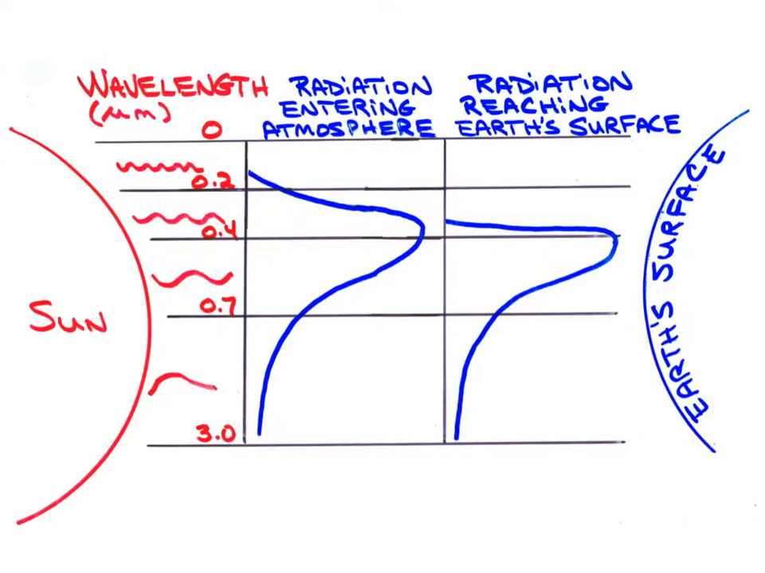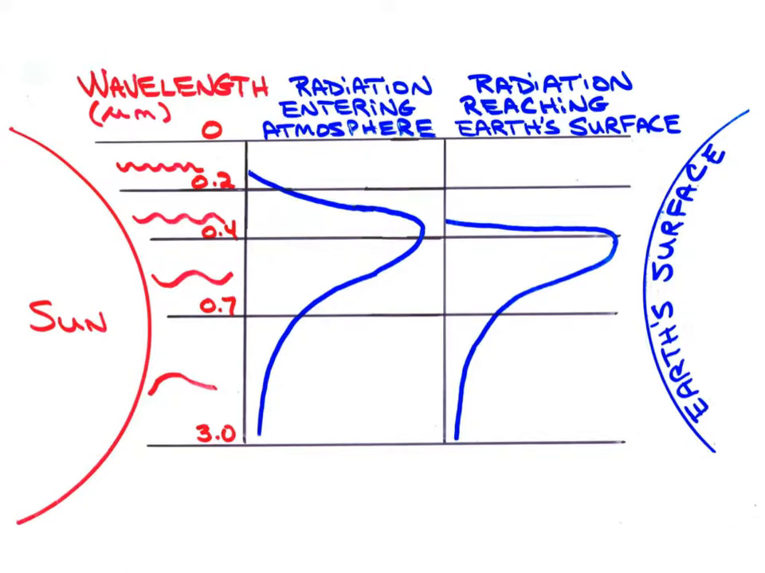We can see here this line provides a frequency of wavelengths that enter the Earth's atmosphere. We can see a very high energy, short wavelength, high frequency in this range of wavelength, and a low frequency here, longer wavelengths. But this is the radiation entering the Earth's atmosphere.